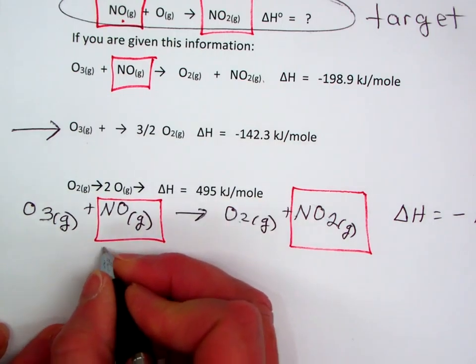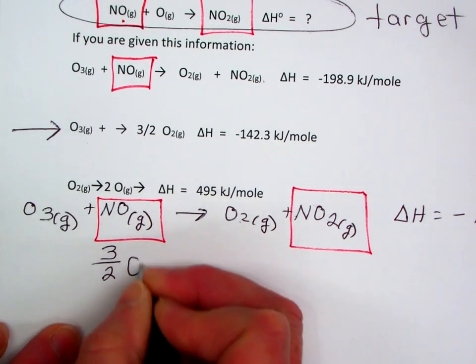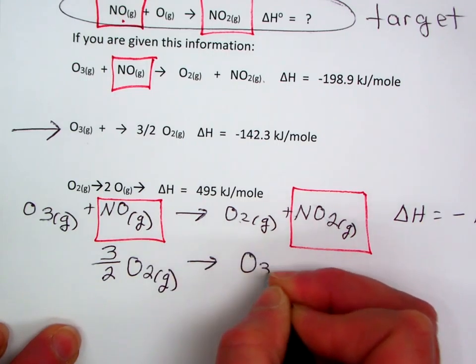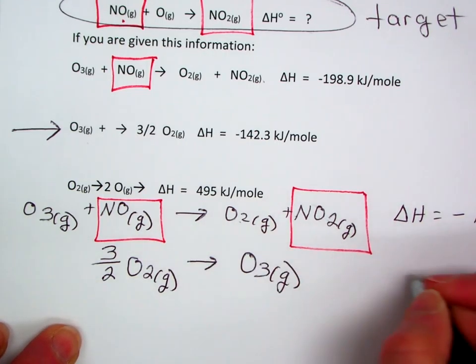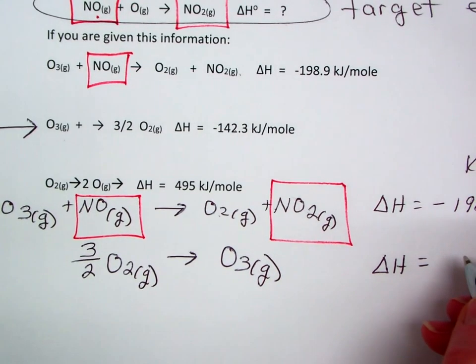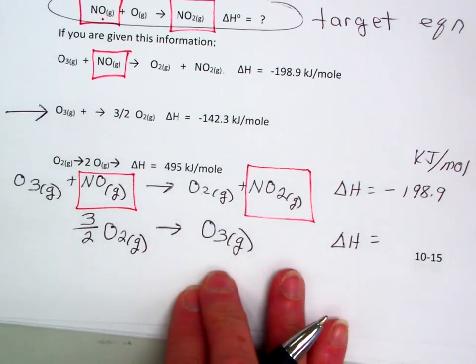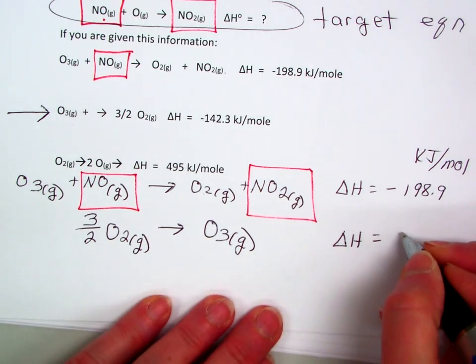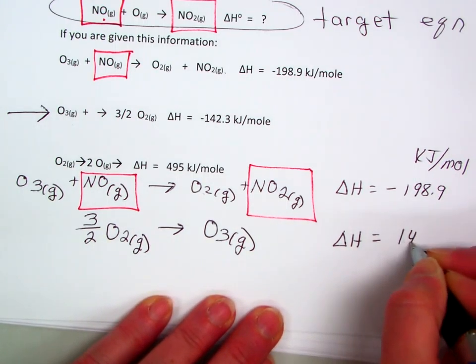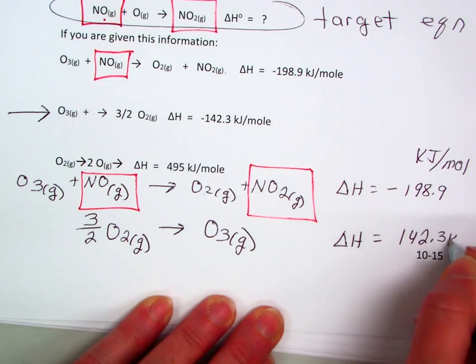So I'm going to flip this around. 3/2 oxygen gas yields ozone gas. And the enthalpy for this, because I turned it around, I changed the sign. So it's now 142.3 kilojoules per mole.